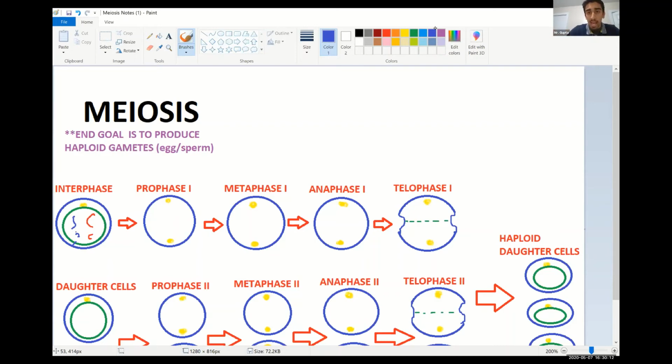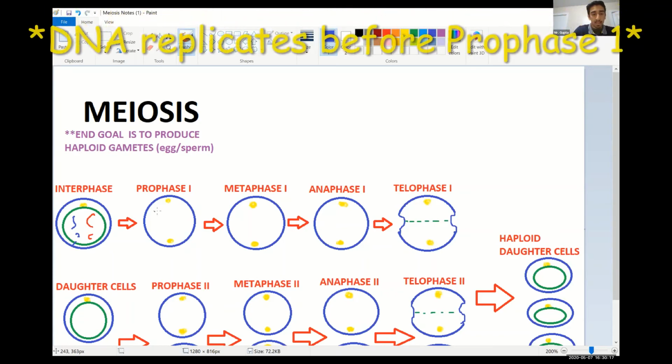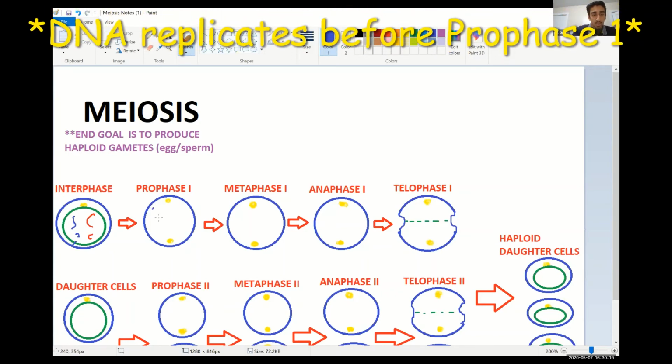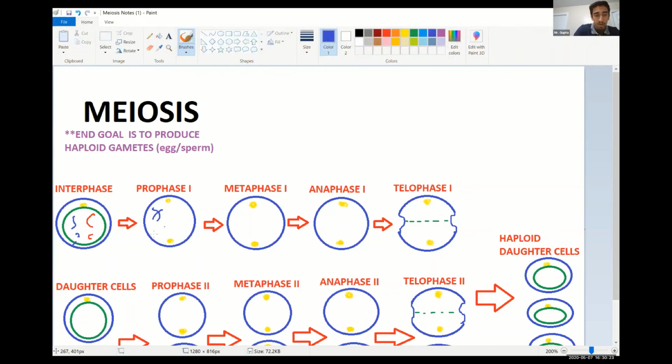So in prophase 1, we have the sister chromatids. The chromosomes replicate into sister chromatids, so they produce an X-like shape. We have a big blue one, a small blue one, a big red one, and a small red one. So our 4 chromosomes have replicated into sister chromatids.